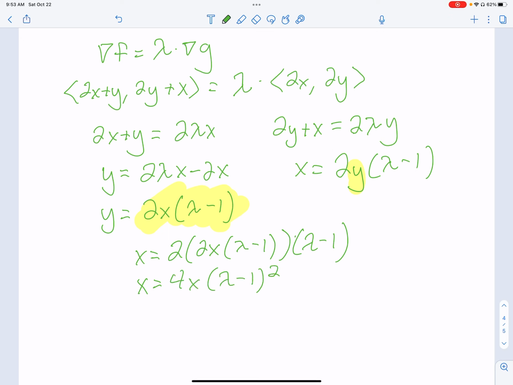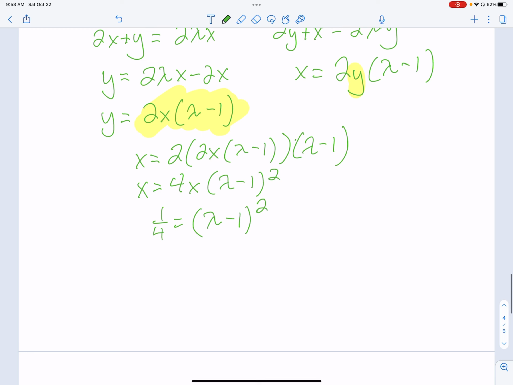I hope you guys can see that. I divide by x. I can go ahead and divide by 4 too. So I got 1/4. The x's are gone. And I get lambda minus 1 squared. If I take the square root of this, I get plus or minus 1/2 equals lambda minus 1. So I get two lambdas here. I got lambda equals 1 plus or minus 1/2.